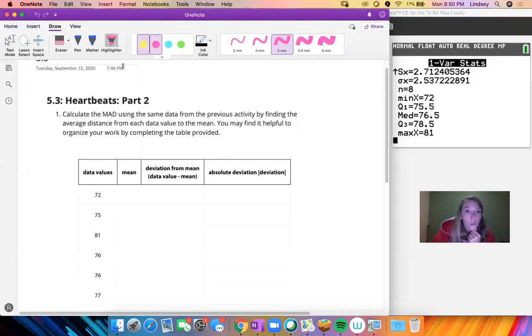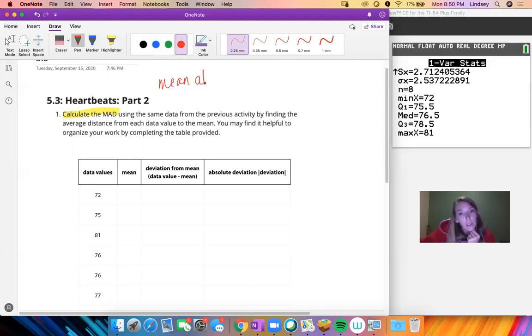So last lesson we talked about IQR, which was a measure of variability. And in this section, we're going to be calculating the MAD, which is the mean absolute deviation, which is also a measure of variability. Okay, it's a number used to determine how much the data varies.